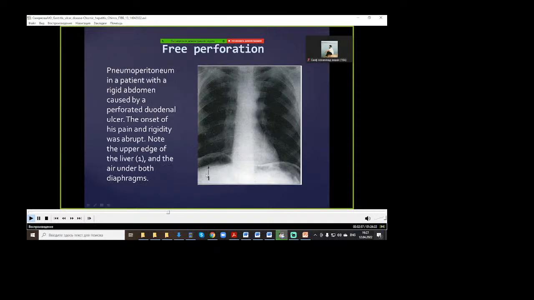This X-ray demonstrates the pneumoperitoneum. It is pointed, so under diaphragm we see free air. This is a symptom of free perforation.